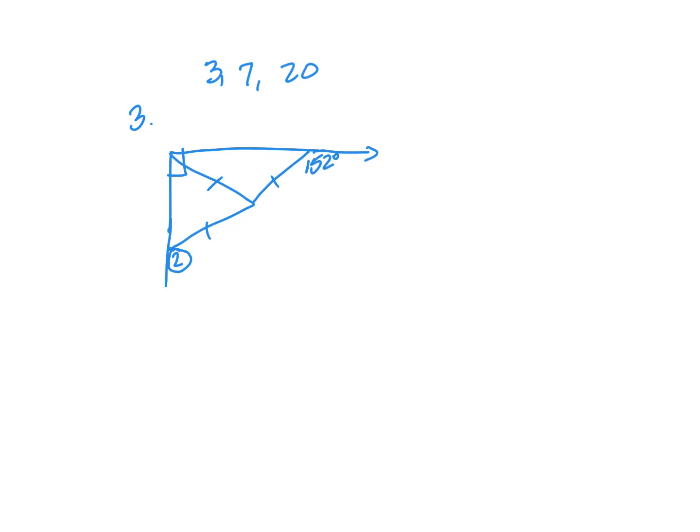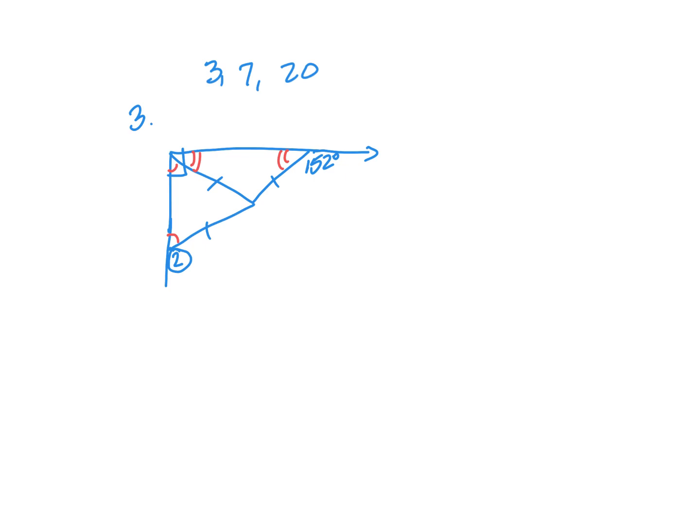The first thing I want you to do is mark the angles that are congruent. So this angle and this angle are congruent. And in this triangle, this angle and this angle are congruent. Now we're going to chip away at these angles.